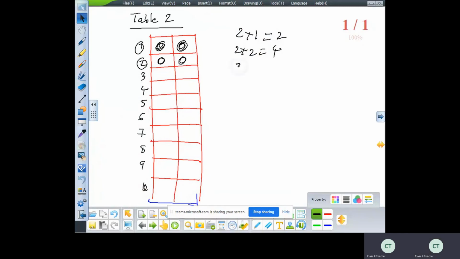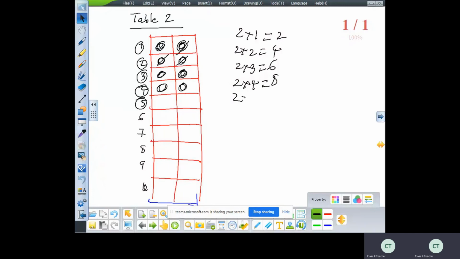Next, 2 threes are. 3 is here. 1, 2, 3, 4, 5, 6. 2 threes are 6. Next, 2 fours are. 4 is here. 1, 2, 3, 4, 5, 6, 7, 8. 2 fours are 8. Next, 5.